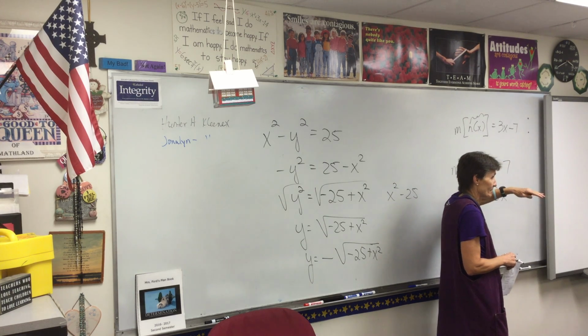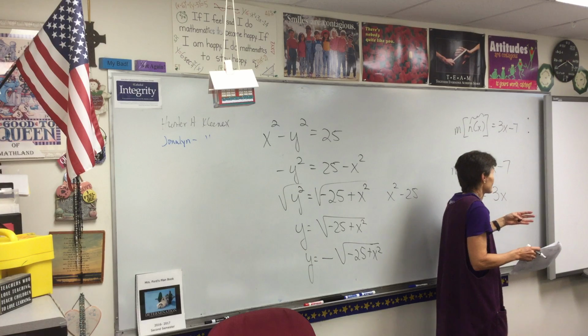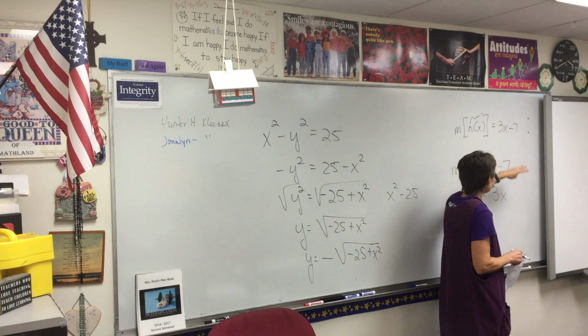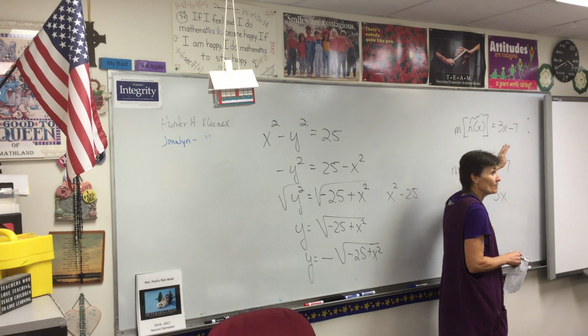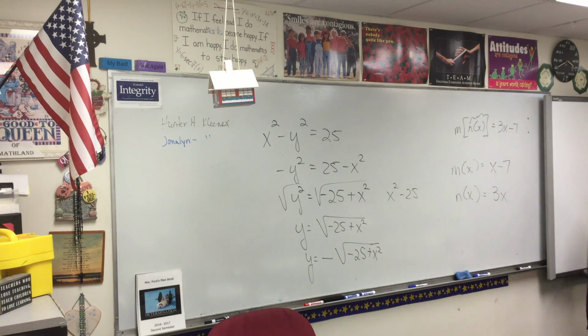It's x, x, x. Every one of these, however many there are, is going to be doing something to x. So x times 3, x minus 7. Those are the answers. Okay? I won't waste any more time on that, because that is not in it.